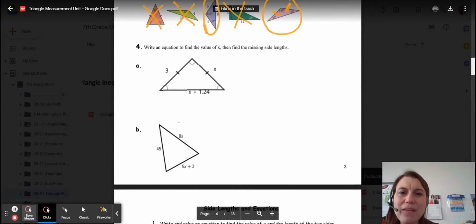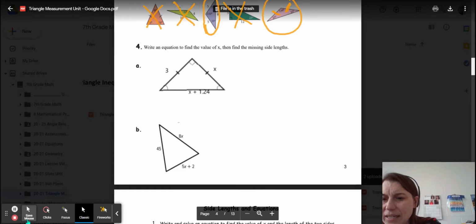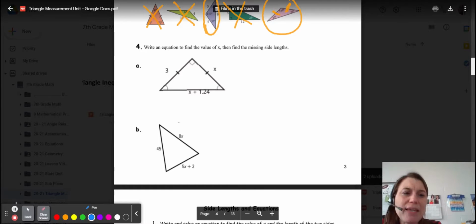Boom. Okay. It's presenting a right triangle. I have a right angle here, and it's also isosceles because these two sides are the same. It says write an equation to find the value of x, then find the missing side length. So the side length down here, which is actually called the hypotenuse, but you don't need to know that, is about x plus 1.24.